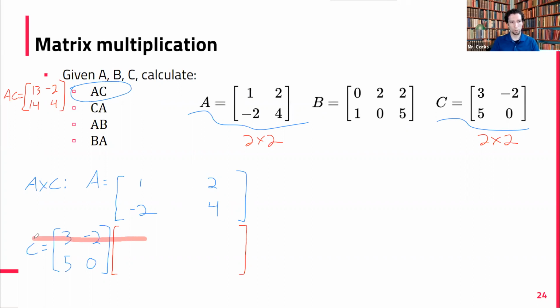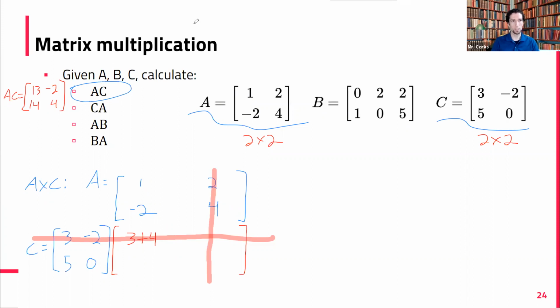So first row times first column. Our result is going to go in this top position here. What is our result? What plus what? 3 plus 4, right? 3 plus 4. -2 times -2, that's +4. Okay. All right. And we'll do our next one.